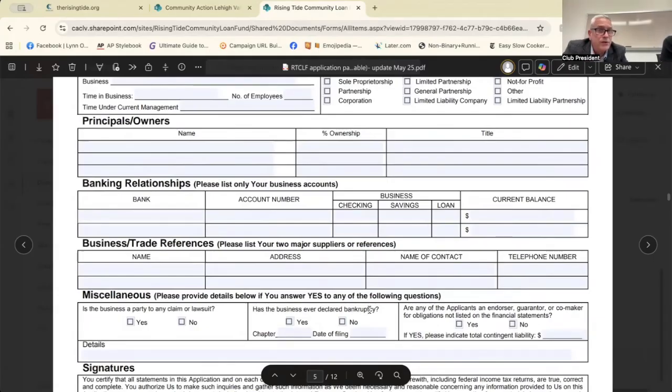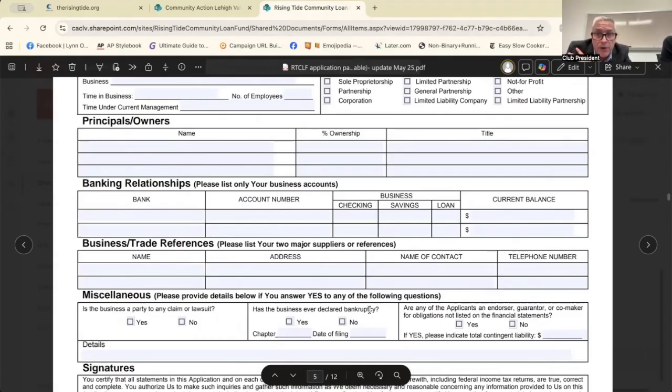Okay. The next question is whether the business has ever declared bankruptcy. If the business has not declared bankruptcy at any time, it's a no. So this doesn't deal with my personal history, it's all business. Yes, that's where we are right now.